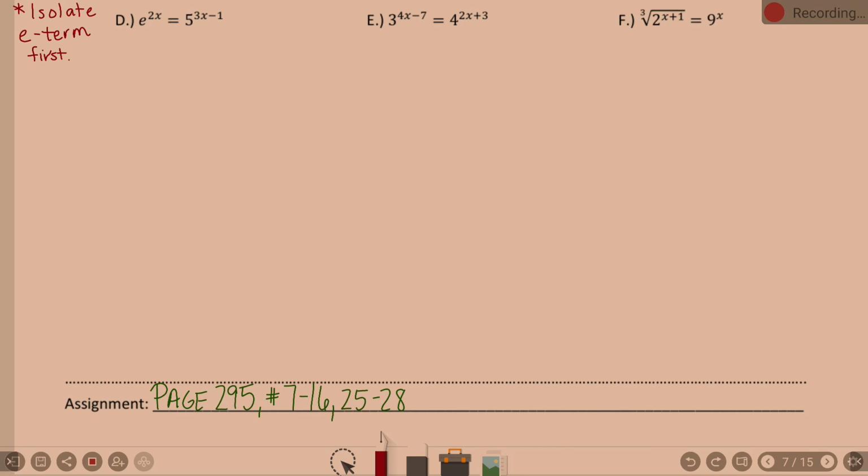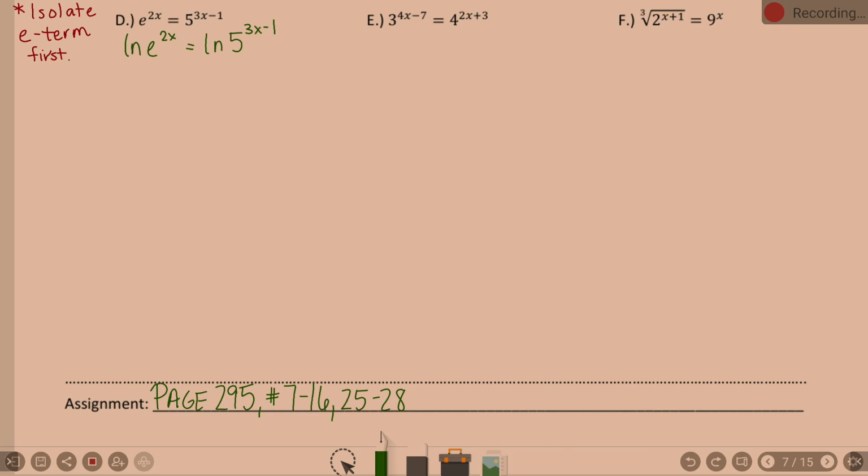Okay. In this case, as we said, it's already isolated. So I'm going to take the natural log of both sides. Natural log of e^(2x) equals the natural log of 5^(3x−1). Thoughts on what to do next? Put the exponents out front. Okay, put the exponents out front.